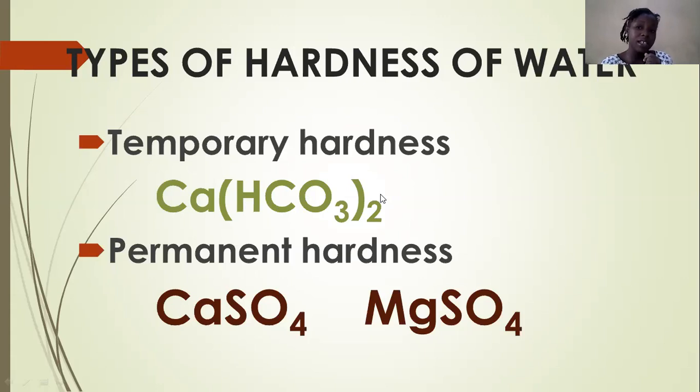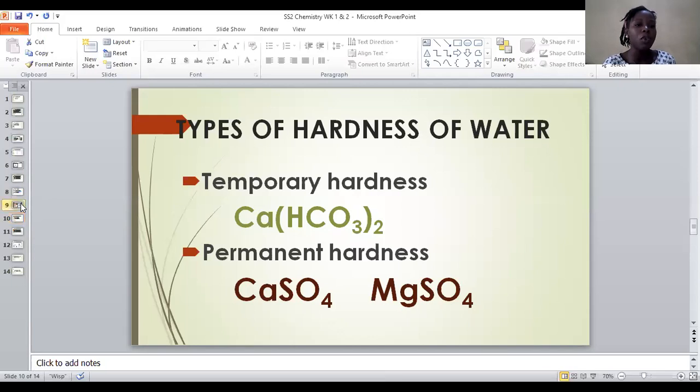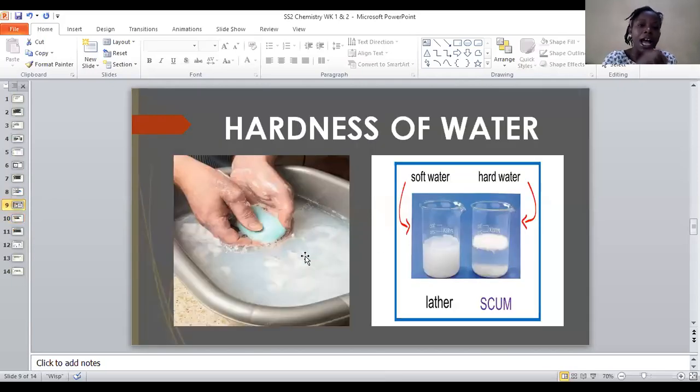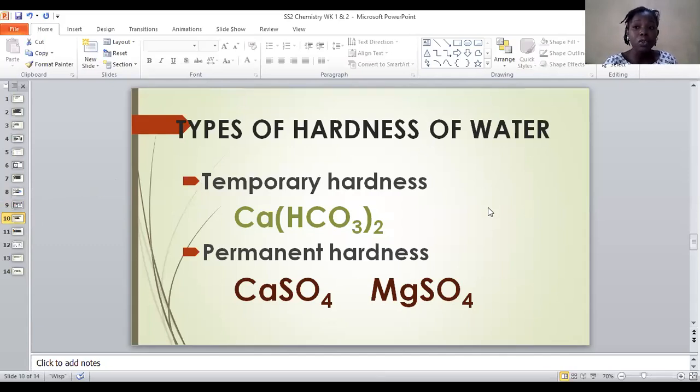Now, I'll give you an example. Sometimes when you boil water, you see white substances in the kettle at the end of the day. When the water is hard, you see white substances like what you saw in that image that I showed before, at the top of the kettle. That comes about because temporary hardness of water can be broken down by boiling. So that's why it's called temporary. But permanent hardness of water cannot be broken down by boiling the water.